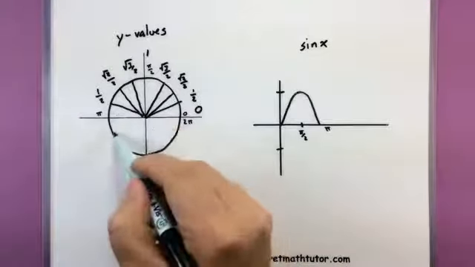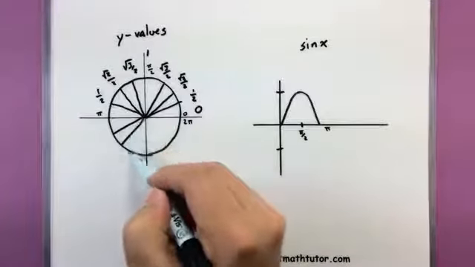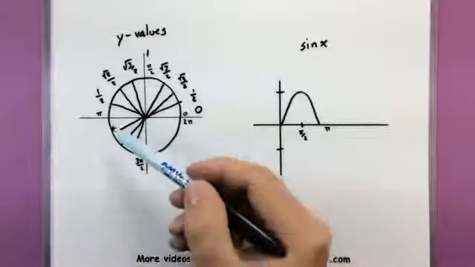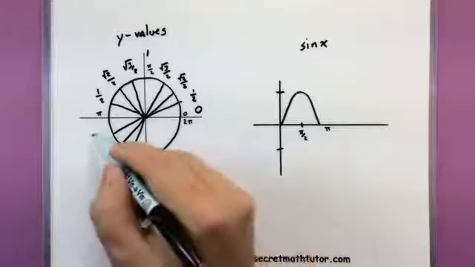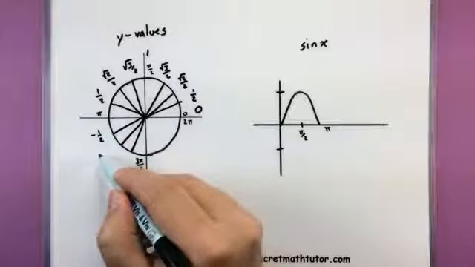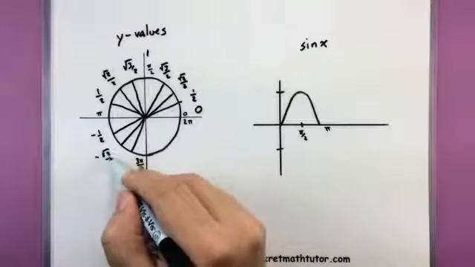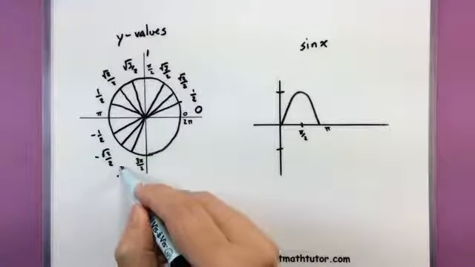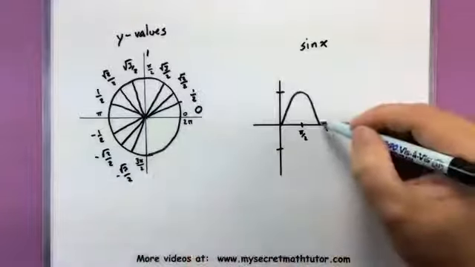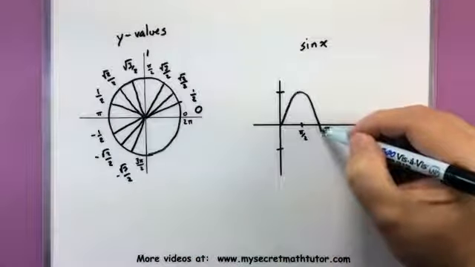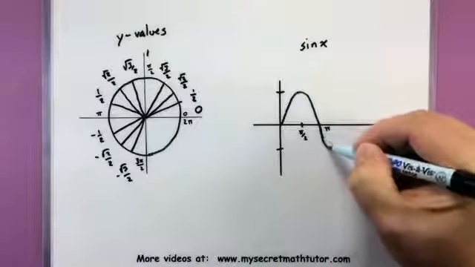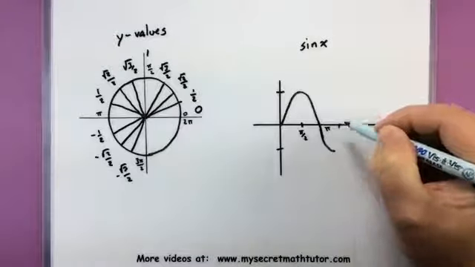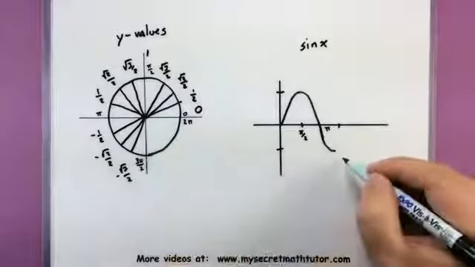As we continue to sweep around the unit circle, we get the same values, but now that we're below the x-axis, we're getting the negatives. So negative 1/2, negative square root of 2 over 2, and negative square root of 3 over 2. So almost the exact same shape, but now we're in the negatives. We bottom out right here. This is when we're straight down at 3 pi over 2.